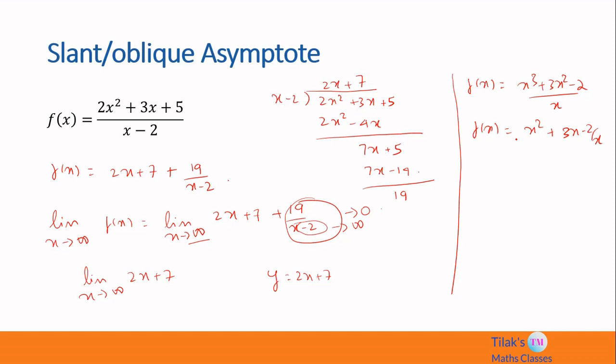So, for this to have an oblique asymptote, the function f of x has to behave like a straight line, which means when we divide, we should get a linear equation, which happens if the degree of the numerator is 1 greater than the degree of the denominator. So, if a function g of x is such that it is x square plus 3x minus 2 by x, then g of x will have an oblique asymptote since the numerator degree is 1 greater than the degree of the denominator.